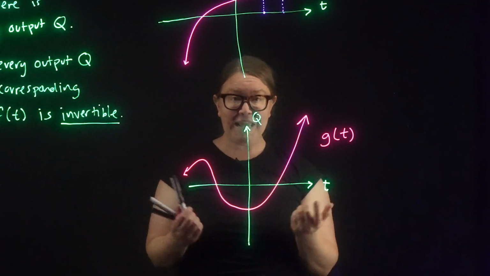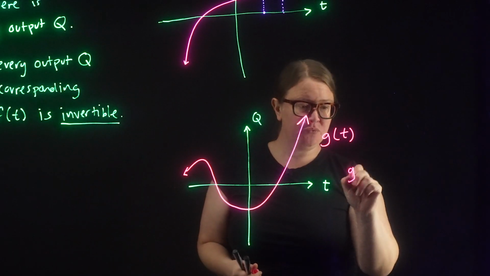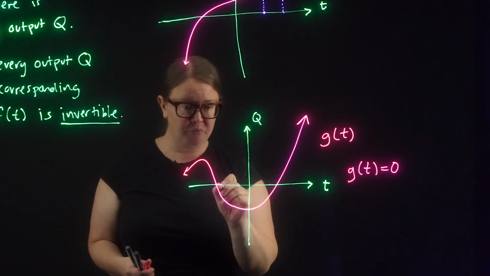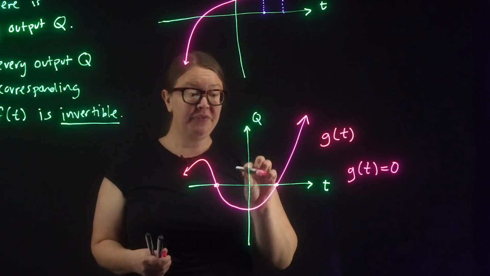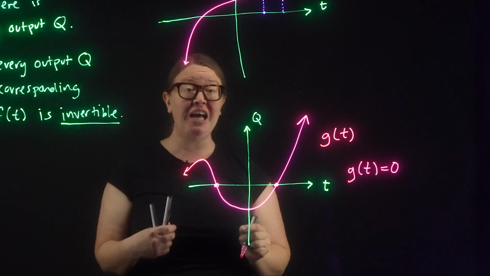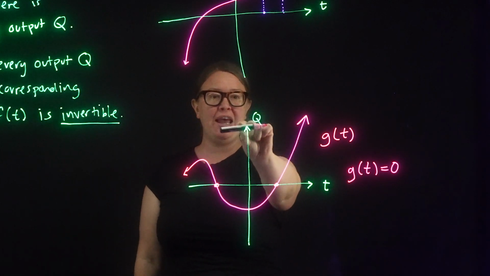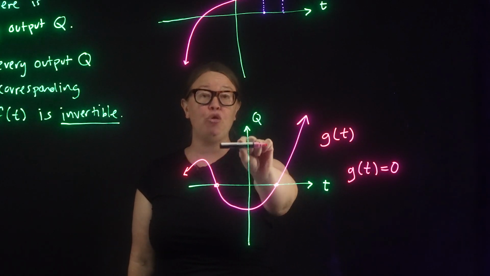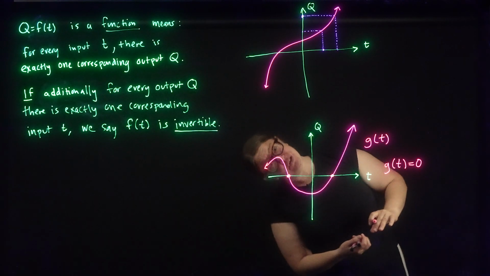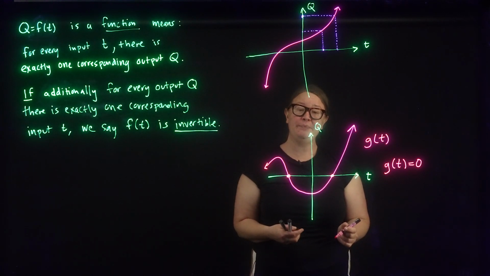But now if I gave you an output value, say I wanted to know when does g of t equal 0, if I look at the output 0, that corresponds to two different input values. So this function is not invertible. It does not pass the horizontal line test. I have several horizontal lines here that cross this graph more than once. Another way to think of this is if you turned yourself sideways, it wouldn't pass the vertical line test.